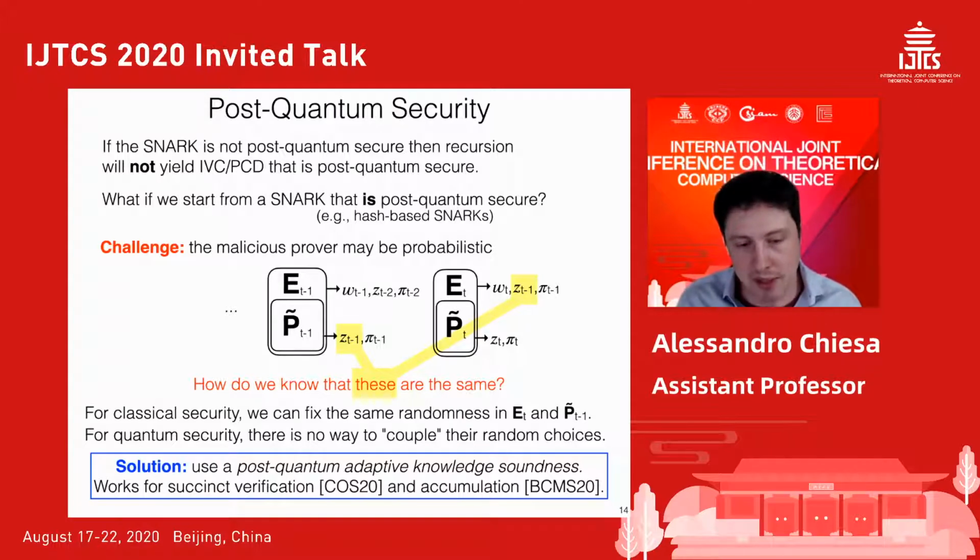And the way you get around it is you define a notion of post-quantum adaptive knowledge soundness that requires some way for the extractor and the prover to live in the same probability space. And one can show that this can be fulfilled in certain models. And then it also suffices for the theorems of recursion. And this has been done both for the type of recursion from succinct verification and accumulation, so that we really have rather comprehensive foundations for post-quantum security of recursion.